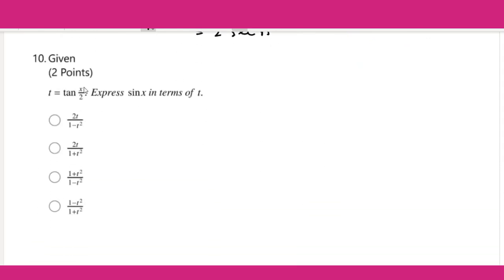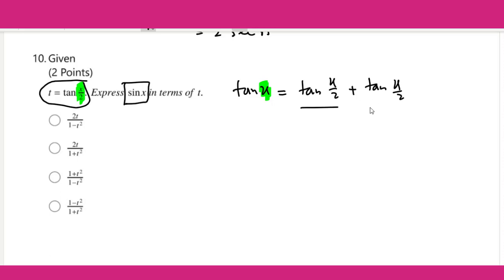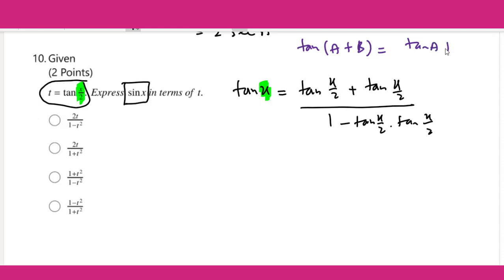Number 10. Given t equals tangent of x over 2, express sine x in terms of t. Starting with tangent x, we're going to use the double angle. This is x over 2, this is x. So tangent x is equal to tangent x over 2 plus tangent x over 2, over 1 minus tangent x over 2 times tangent x over 2, using the compound angle formula: tangent of a plus b is equal to tangent a plus tangent b over 1 minus tangent a tangent b. Now a is equal to x over 2, and b also is equal to x over 2.